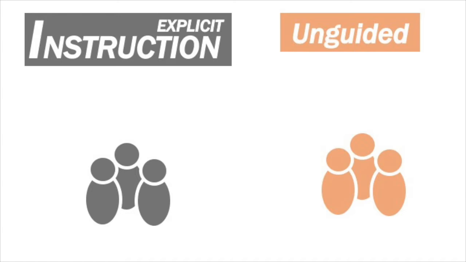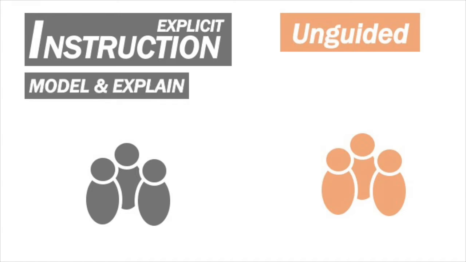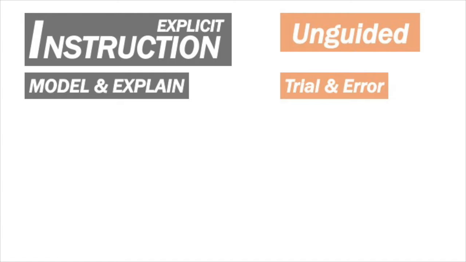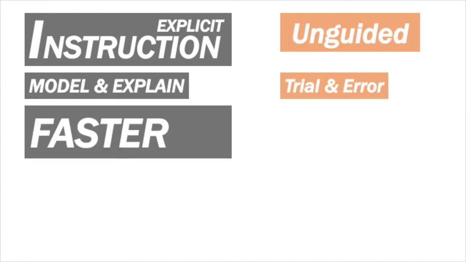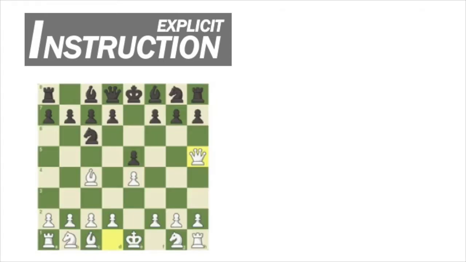So if we compare two groups, those taught with explicit instruction, where modelling and explanation are used, and the other taught with trial and error, we can see which is more effective. Modelling and explaining takes away all of the mental effort of trial and error, and it allows information to pass into our long-term memory much faster. For example, if you want to get better at chess, you need to know what black is going to do next. Black is one move away from checkmate.